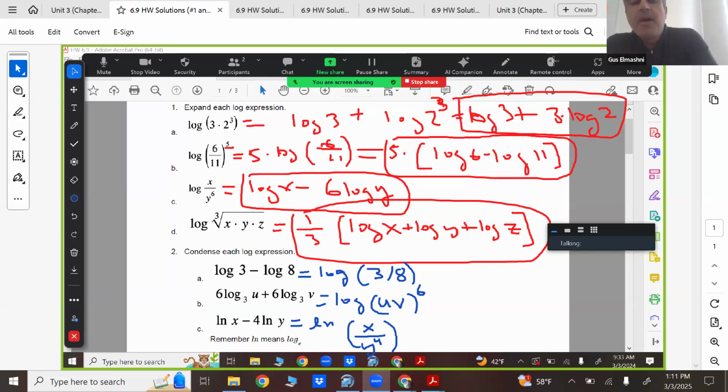Yeah. For C, again, you got to subtract, but the 6 only goes in front of log Y. For D, 1/3 goes in front of the whole thing. And you have to break apart as addition, log X plus log Y plus log Z.